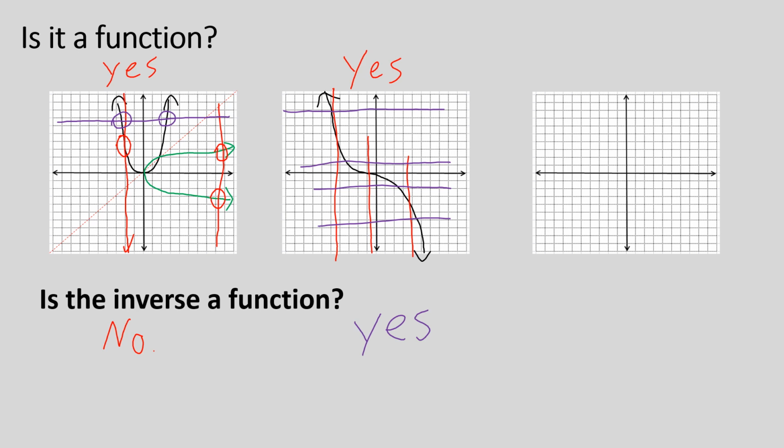Now let's say we have one of these W-shaped graphs. Okay, this would pass the vertical line test. There's no place we can hit it more than once with a vertical line. All right, however, a horizontal line, we can hit it more than once. Here we can hit it twice. Down here we could actually hit it 4 times. So the original graph, yes, is a function, but no, the inverse is not a function because it fails that horizontal line test.